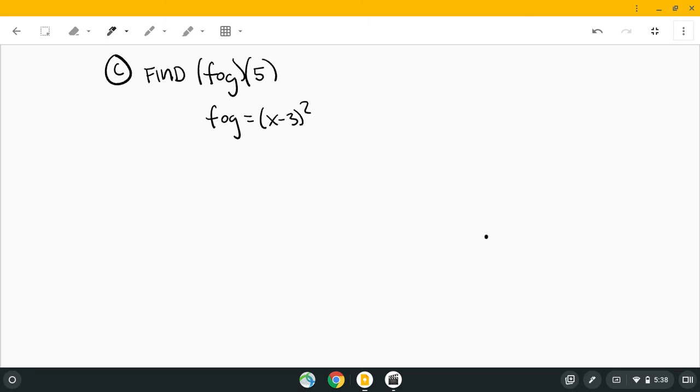Okay, so that's our composition function. And now this says we have to evaluate this function for x equals 5. Okay, so f circle g of 5 means to substitute 5 in for x. So that's 5 minus 3 squared. 5 minus 3 is 2. 2 squared is 4. Okay.